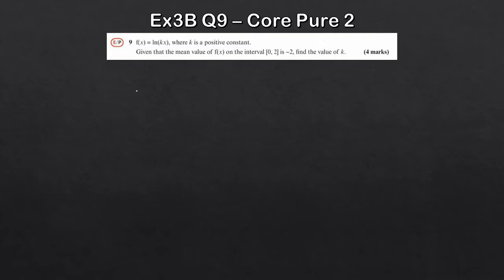So, like we always do, we need to work out the integral of f of x dx. So the integral here of ln kx dx. So again, you should be very, very confident integrating this. If you're not, you need to just revise it from your A-level maths. To do this integration, you just need integration by parts.